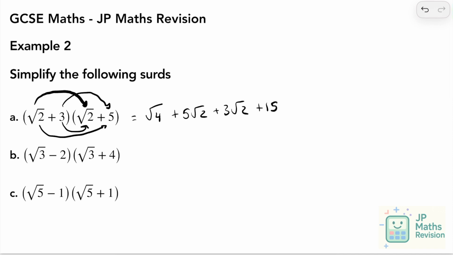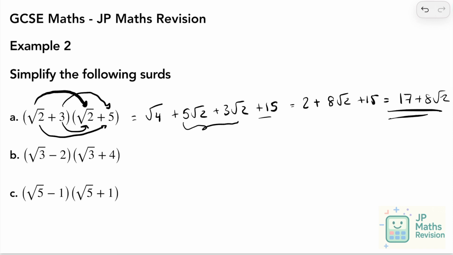But we need to simplify our answer. So we end up with the square root of 4, which is 2. And then we have 5 root 2 plus 3 root 2, so that is 8 root 2. And then we're adding 15. So finally, we get 17 plus 8 root 2, and that is the answer to that question.